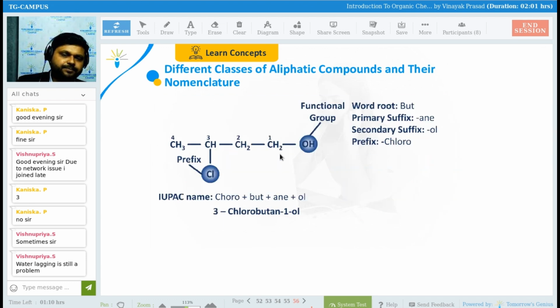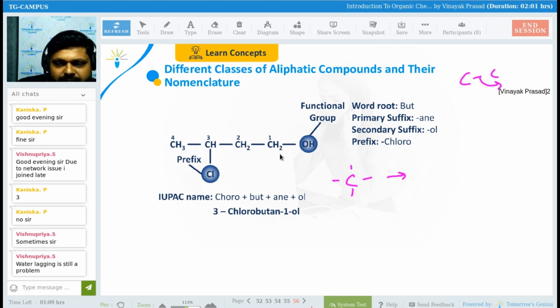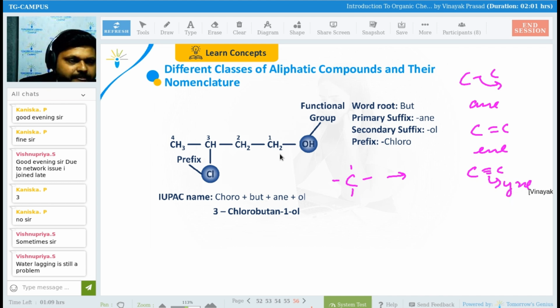Now see here. Here we have a compound. We have to name this compound. First, tell me, I'm going to make you write what is the name of this compound. See guys, if a single bond is present between carbon and carbon, we'll say this ane. If a double bond is present between carbon and carbon, it is ene. If a triple bond is present between carbon and carbon, we'll call this yne, right? We know the word roots, so now we can name the compound, right?